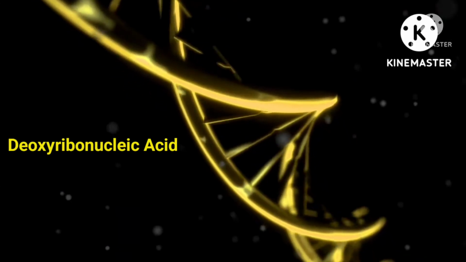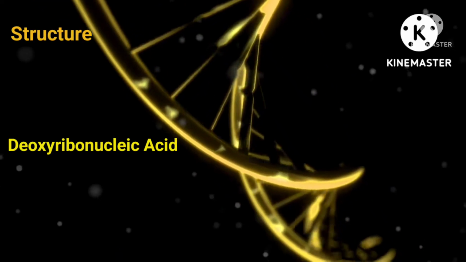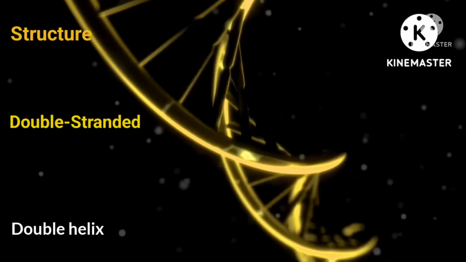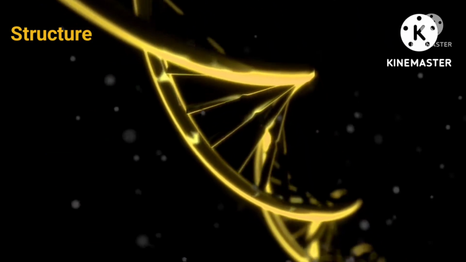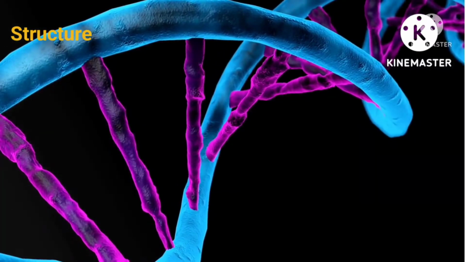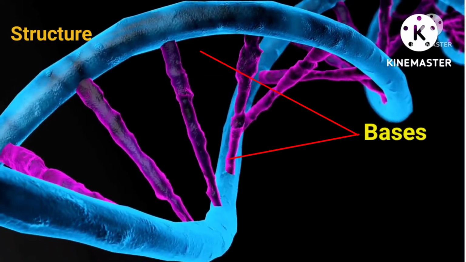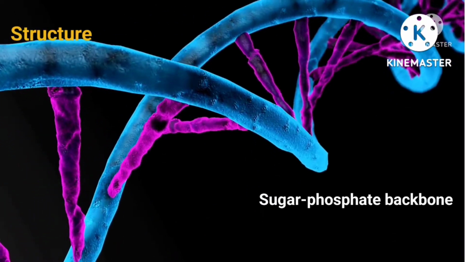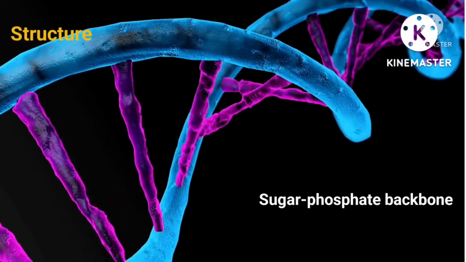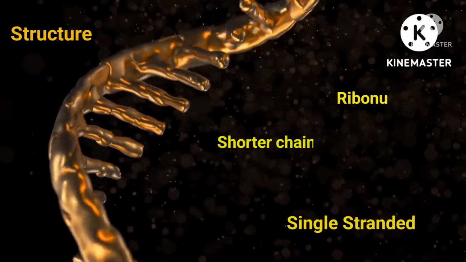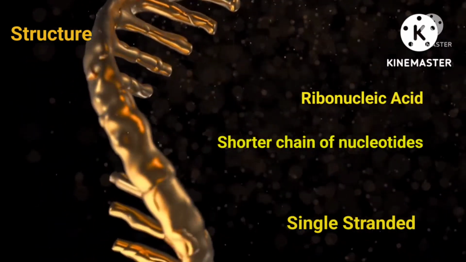The shape of a DNA molecule is like a twisted ladder or a double helix. They are made up of two strands that wind around each other to form a twisted ladder. It has a long chain of nucleotides. DNA looks the same and has the same structure in every species. The instructions for almost all living things come from DNA. Whereas RNA is a single-stranded molecule which has a shorter chain of nucleotides.